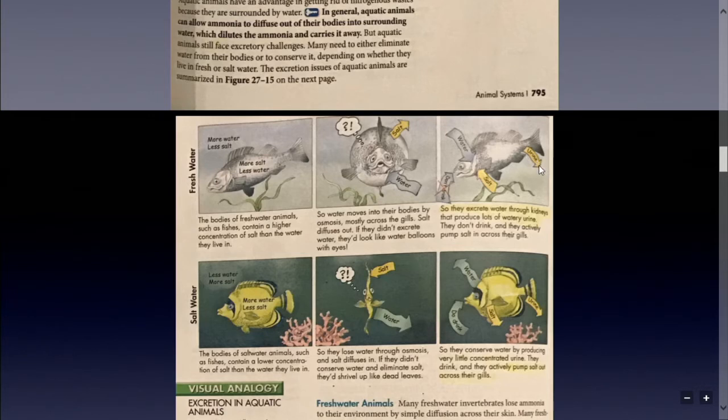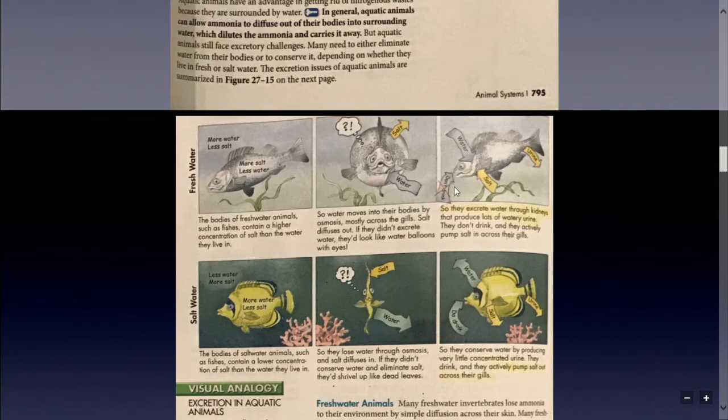There's not a lot of ammonia in the urine, but it's doing it basically just to get rid of water, right? So they excrete water through their kidneys that produce lots of very watery urine. So that's what I mean by dilute. It's very watery. And they don't drink. They try not to drink as much water as they can.